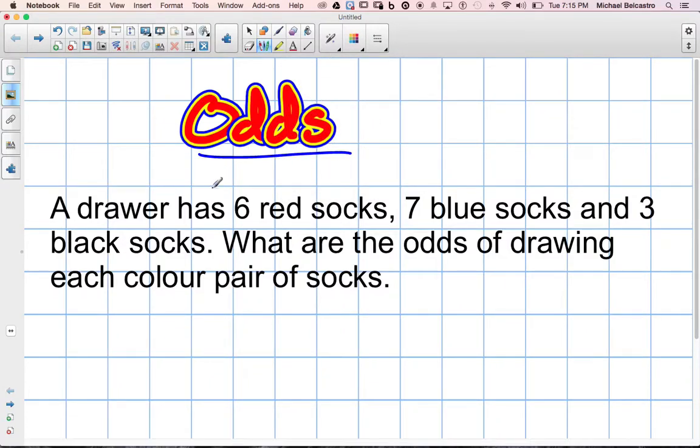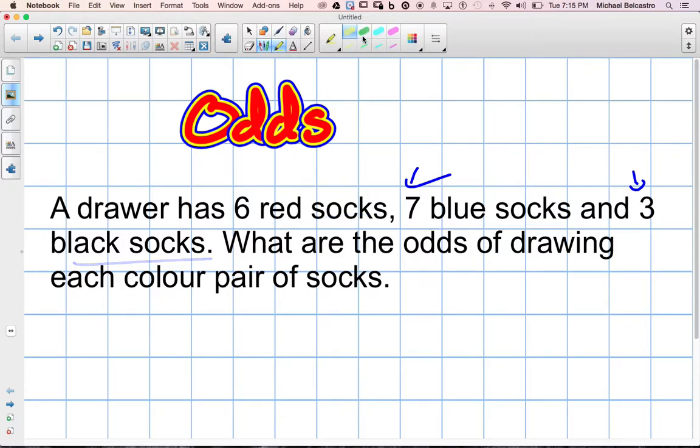At odds. So we'll read this question, and then we'll take out important information, and then we'll figure out how to actually calculate odds. Okay, so a drawer has 6 red socks, 7 blue socks, and 3 black socks. So they mean pairs. Otherwise, these are really weird numbers of socks to have, right? What are the odds of drawing each color pair of socks?